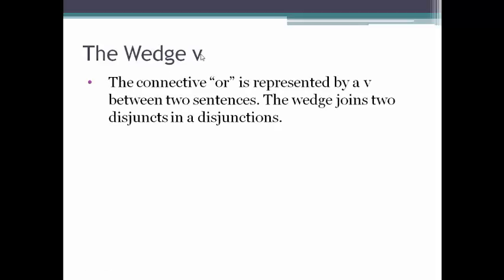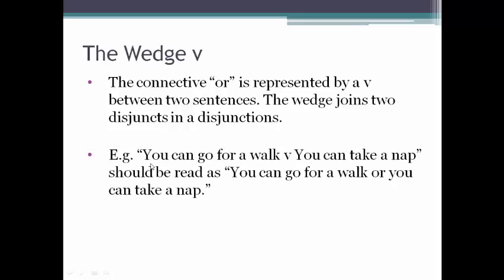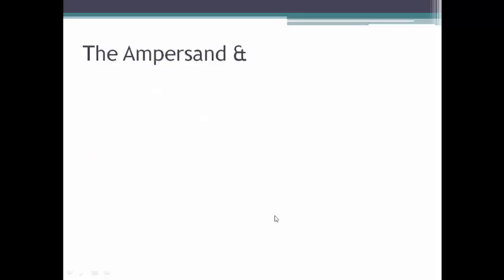The wedge. You can just use a lowercase v to get this wedge symbol. This is our third symbol, and the connective or is represented by a wedge between two sentences. The wedge joins two disjuncts in a disjunction. So, for example, you can go for a walk, or you can take a nap. You can go for a walk or take a nap. This wedge functions as the or.